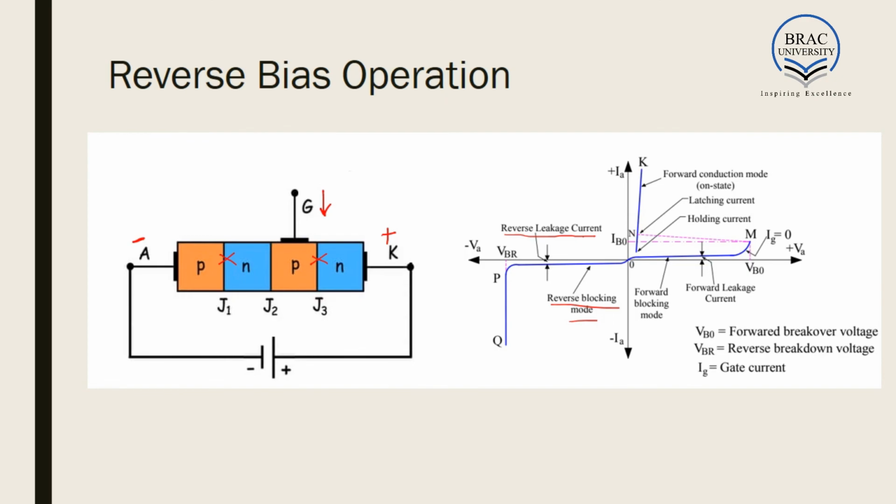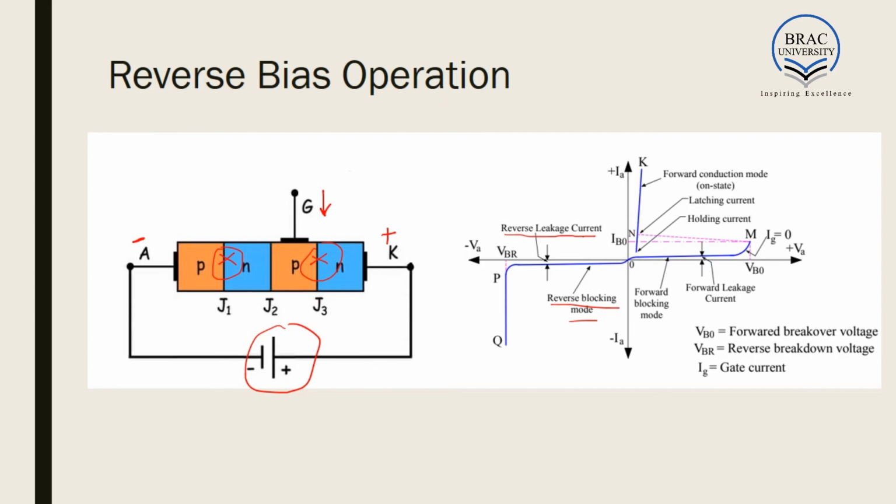Now, if we keep on increasing this voltage source, since there are two reverse biases, at one stage both the reverse biases will undergo breakdown. When it undergoes reverse breakdown voltage, a high current flows through the SCR and the SCR burns down. So this is the reverse bias operation of the SCR.